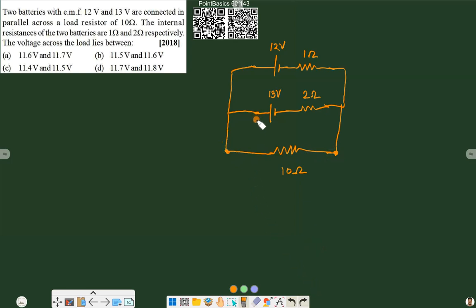Now we can see from the figure that both of these batteries are in parallel with their internal resistances. So what we can do in this question, we can replace both of these batteries as they are in parallel by their single equivalent battery with their single equivalent internal resistance. And we already know how to find equivalent resistance. So equivalent EMF will be given by summation Ei by Ri divided by summation 1 by Ri. That will be the equivalent EMF.